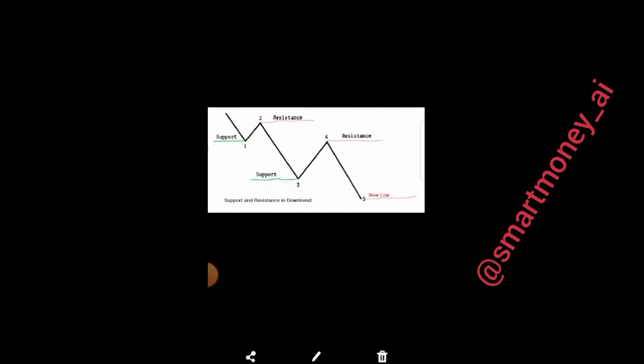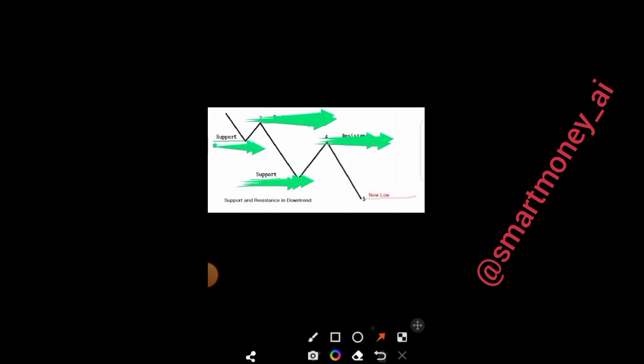So if I am to mark my support and resistance levels, I can mark this guy as my resistance, and also this level here as well. I have support here and also support here. Resistance, resistance, support, resistance, support. This is how price moves and how support and resistance can be identified in a downtrend, right?